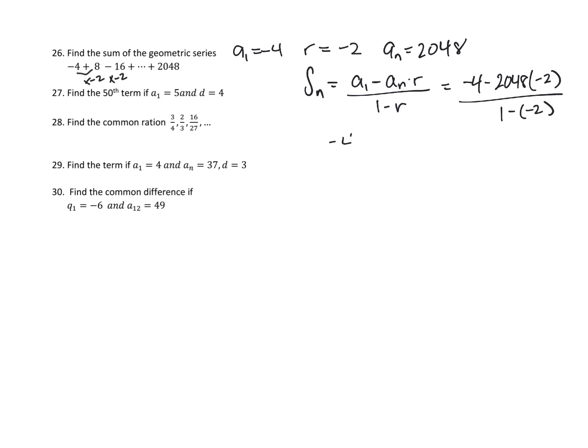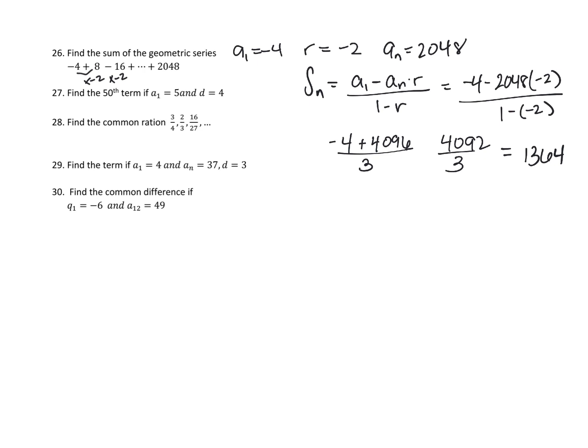So that's negative 4 minus negative, a negative and a negative will be plus 4096 over 3. And so that's 4092 over 3, and that equals 1364.